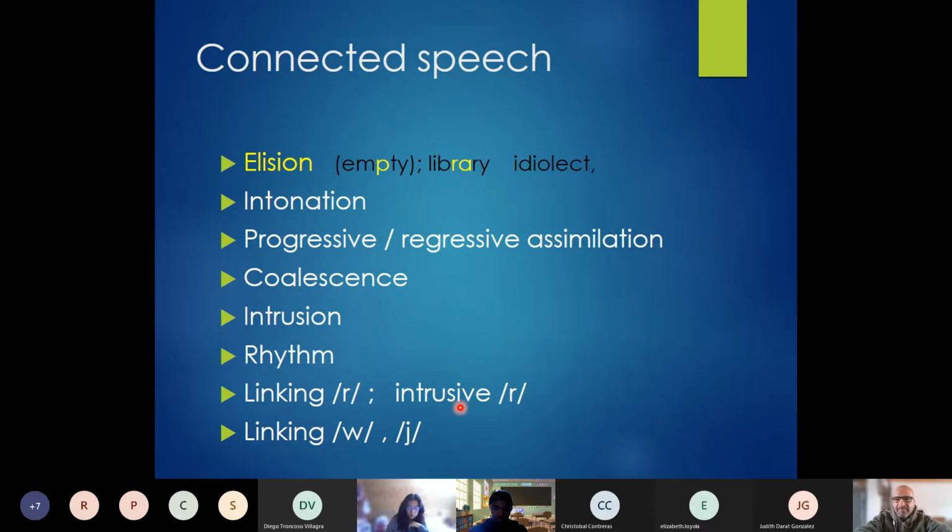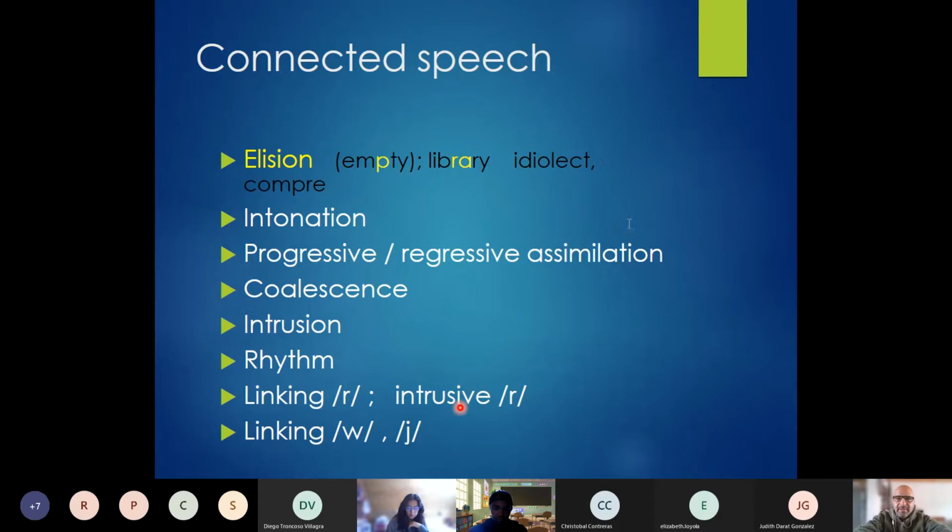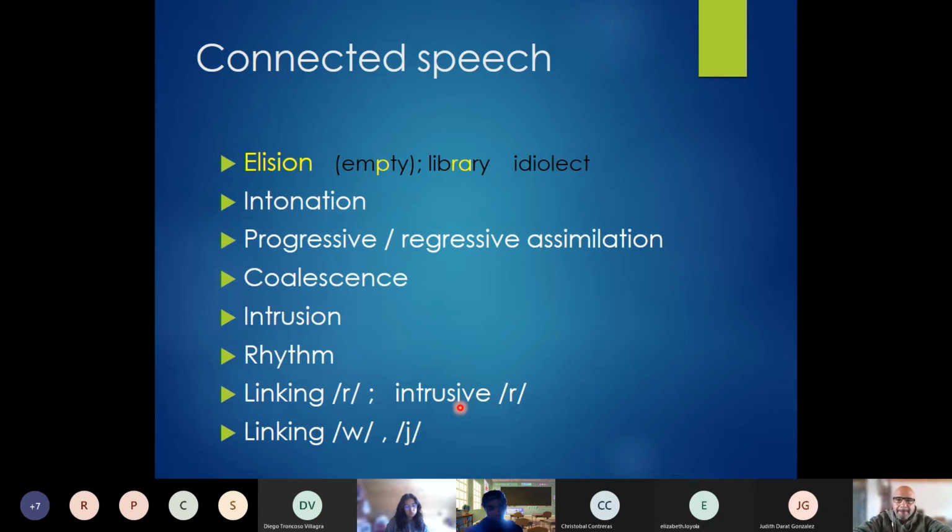So compression is basically the same as elision, but with reference to a syllable, all right? But so far we can talk about elision or compression when we refer to library, but some authors make that difference, okay? They make the difference between elision and compression. Idiolect, so each individual way of speaking. I have an idiolect, you have an idiolect, etc. Connected speech, features of connected speech.